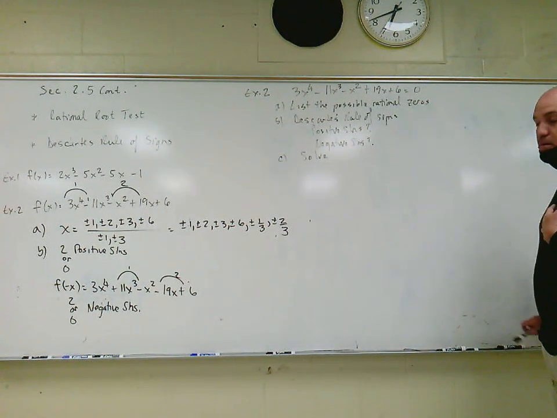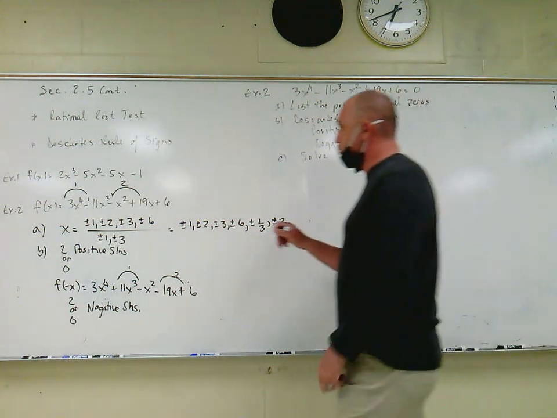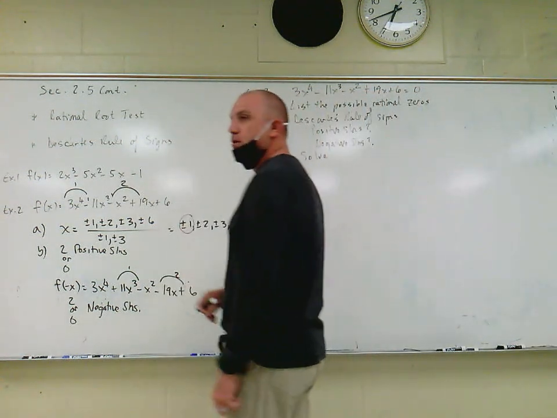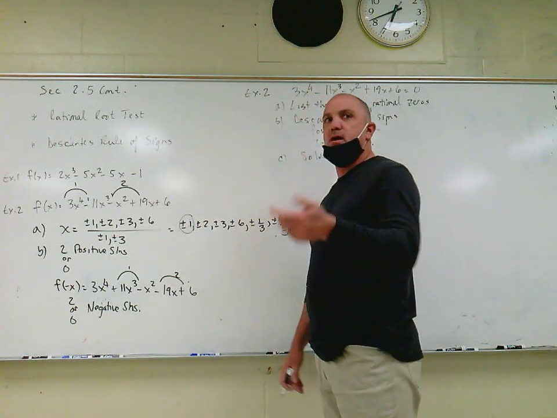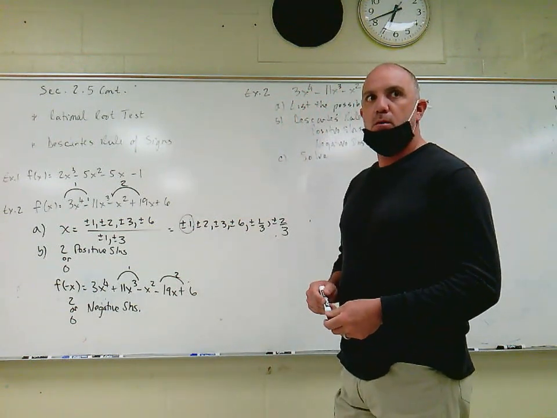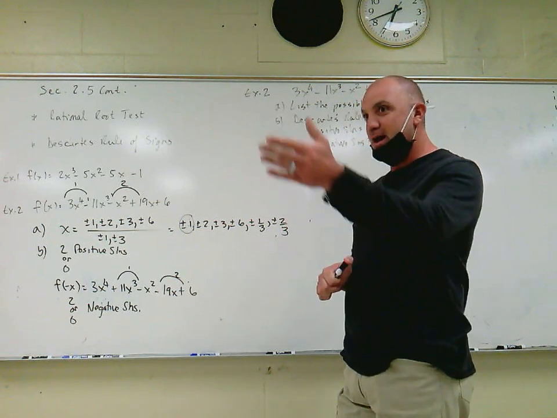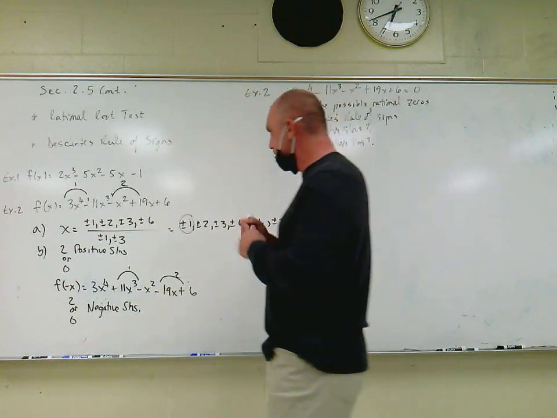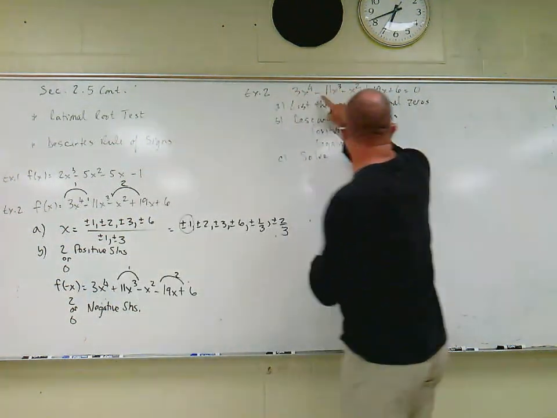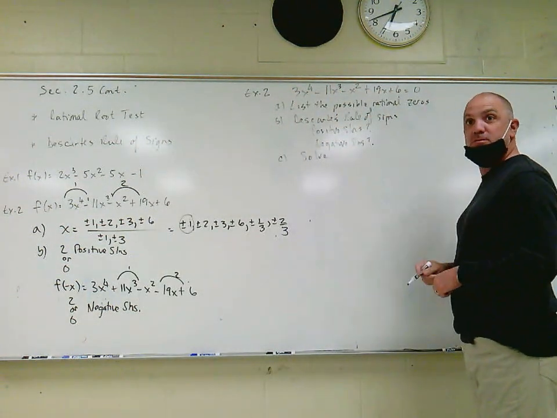I usually flip flop. Like I usually do this one first, 1 and negative 1. If that doesn't work, then I do 2 and negative 2. Why did I say 1? How do I know 1 doesn't work? What does it mean to be a solution? This is what I asked earlier in class. A solution means if you plug in for x, you should get what answer? 0.